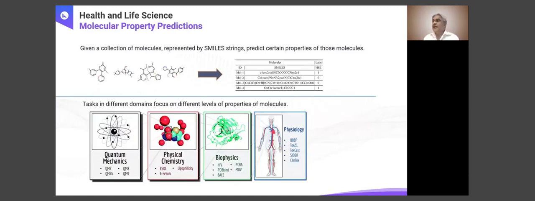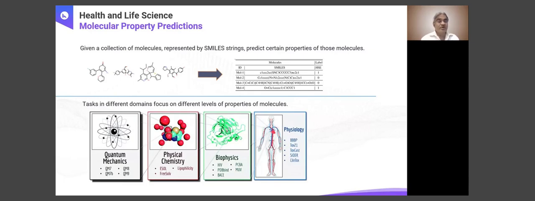Here's another application, lots of interest in this area. So molecular property predictions. So here is the way to think about the problem. I have a bunch of molecules whose properties I know, and these properties could be at many different levels of abstraction. So they could be quantum properties, physical chemistry properties, or even physiology properties, like whether this particular compound is toxic to human beings or not.